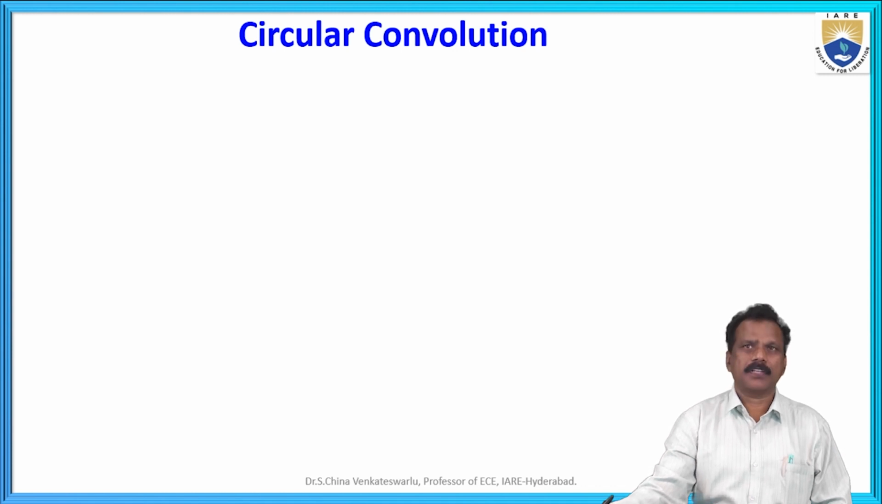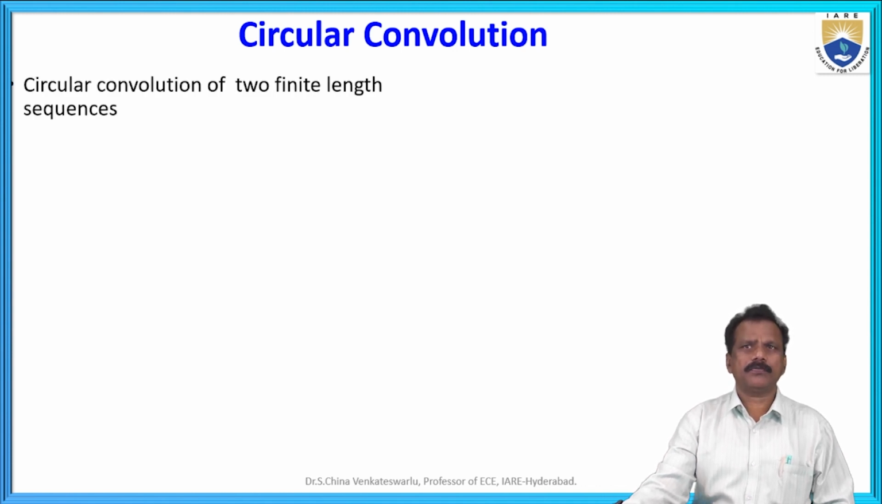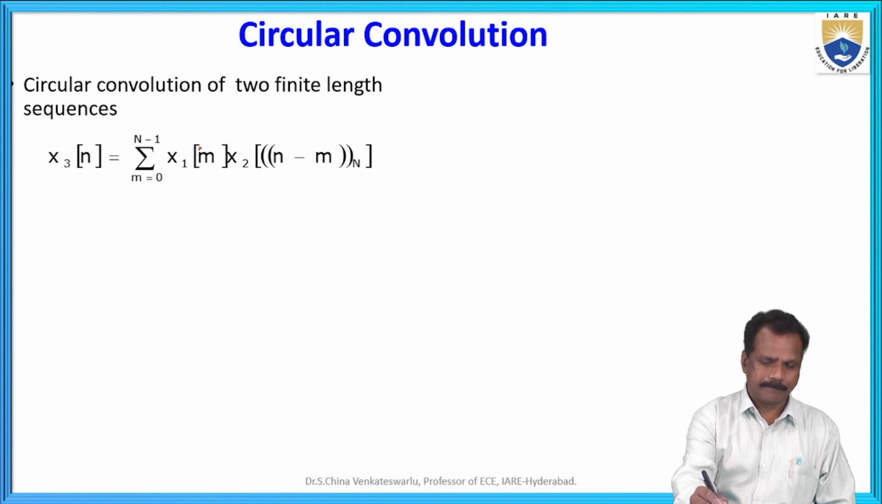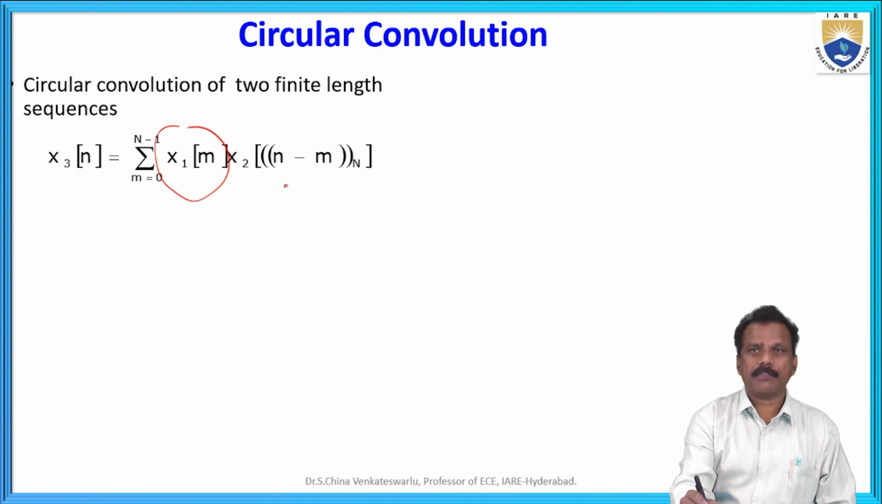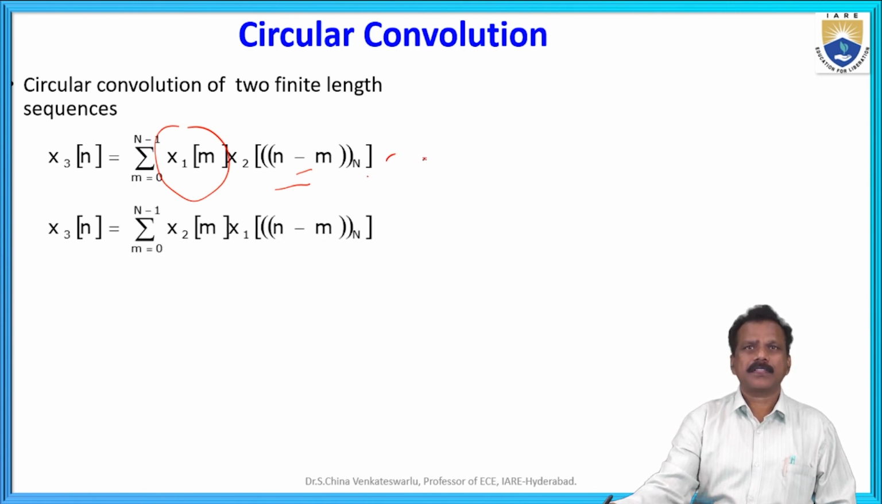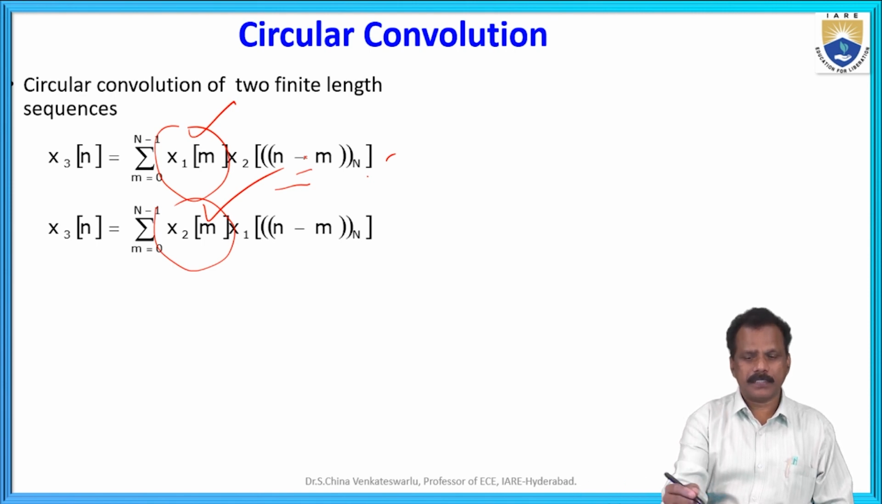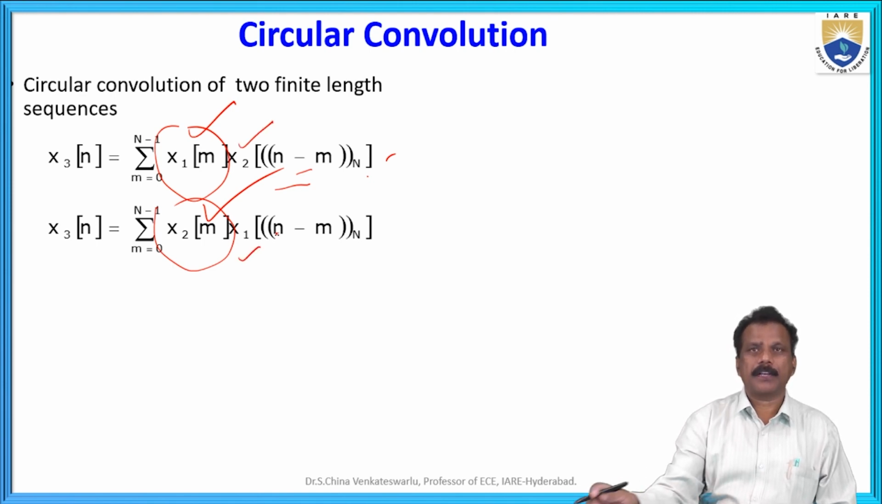What is circular convolution? The circular convolution of two finite length sequences is x3 of n equal to the summation m equal to 0 to N minus 1 of x1 of m and x2 of n minus m modulo N. Equivalently, x3 of n is equal to the summation m equal to 0 to N minus 1 of x2 of m and x1 of n minus m. Here it is x1 and here it is x2.